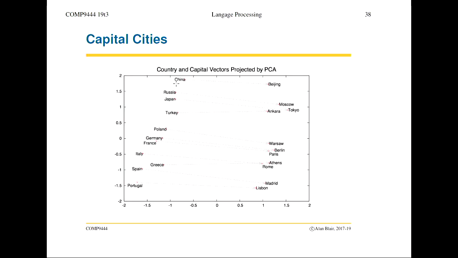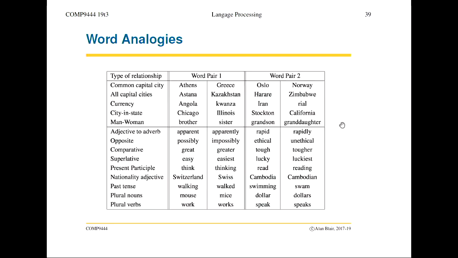So China is to Beijing as Turkey is to what? Very likely you'll come up with Ankara, right? So you can see these relationships. And here are other examples.